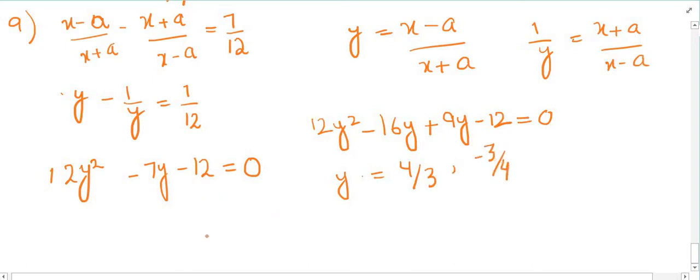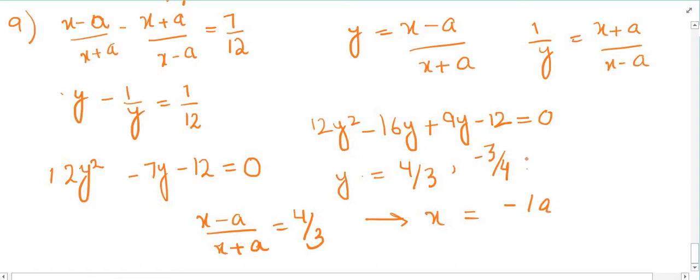Again substitute this y as x minus a by x plus a equals 4 by 3. After simplification you will get x equals minus a, and from this x equals a by 7. These are the required roots.